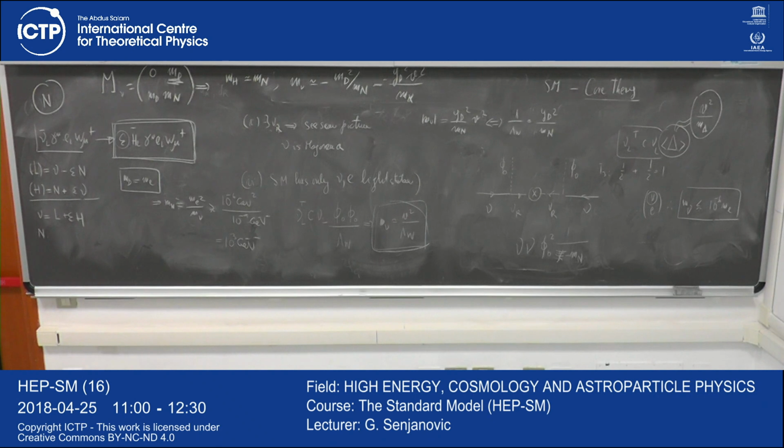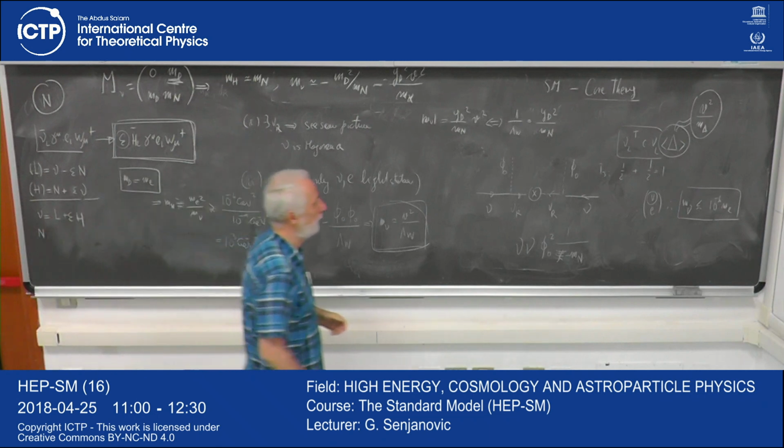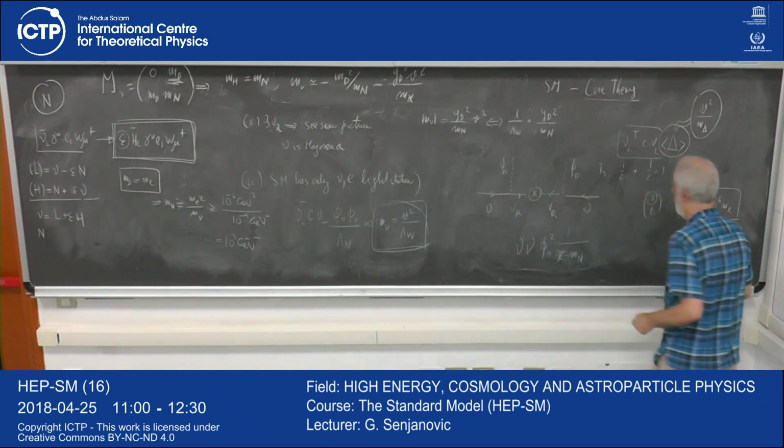Which kind of fits what I wanted to argue here: that this right-handed guy, having nothing to do with the physics of the standard model, would be natural to live above the scale of the weak interactions. Okay. So even if you look at it this way, it's kind of happening.